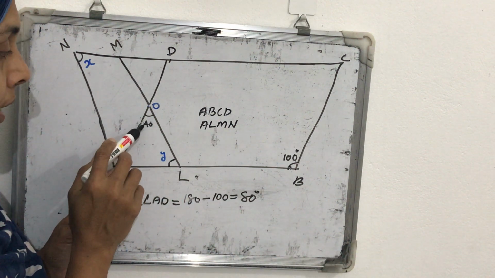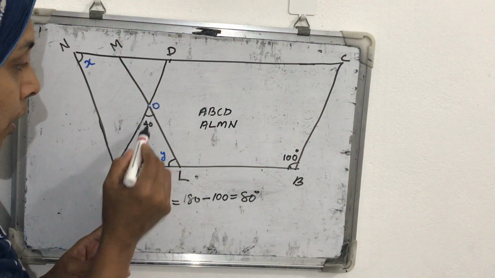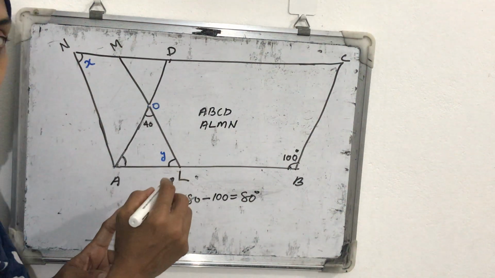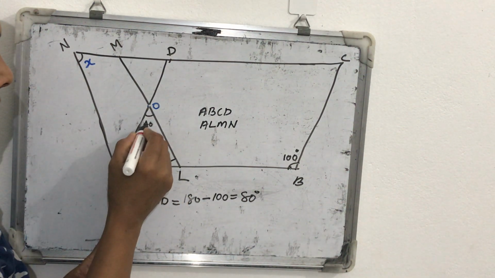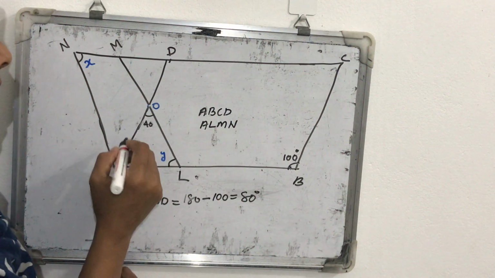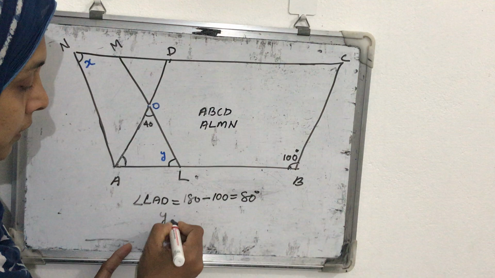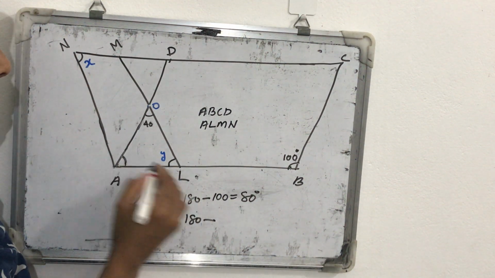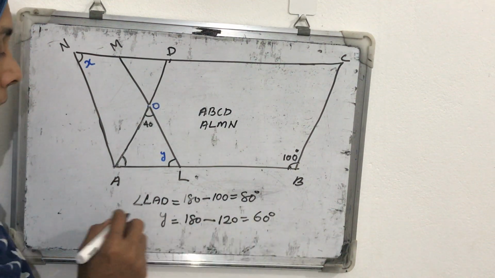Then already it is given this angle is 40 degree. Then what will be y? Now it formed a triangle here. So using the angle sum property of a triangle, we know 80 plus 40 will be 120. Then this angle y is equal to 180 minus 120, that we know is 60 degree.